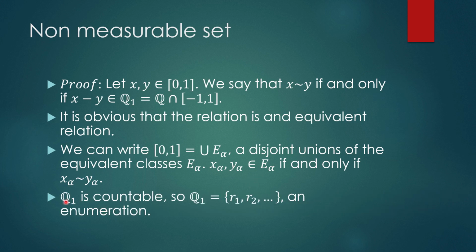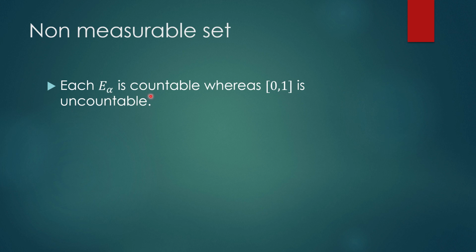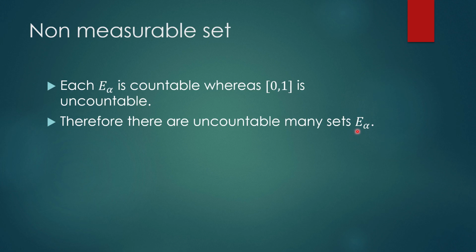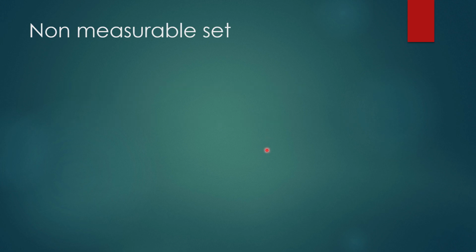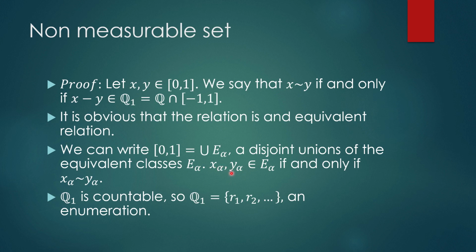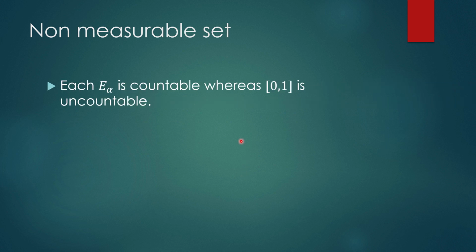So Q1 is a countable set because the set of rational numbers is countable. Therefore, the set of rational numbers between -1 and 1 is also countable, so you can have an enumeration of this Q1, that is R1, R2, and so on. So E alpha is countable, whereas the closed interval 0, 1, everyone knows, is not countable. Therefore, there are uncountably many sets E alpha. E alpha is countable because the difference of any two points in E alpha is a rational number, and the set of rational numbers is countable. So this one is not countable, this one is countable, but the interval can be expressed as a union of these. Therefore, there are uncountably many E alpha. That is the meaning.